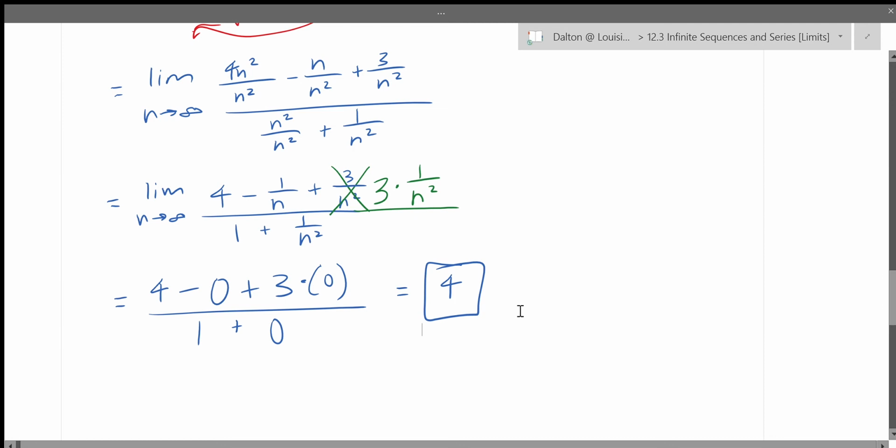So the limit of that initial expression is just 4. Does that make some sort of sense to you? Yeah. Okay, not too bad. I do have another example, but for the sake of time, I'm going to skip over that one, and we're going to talk about what happens when limits do not exist.